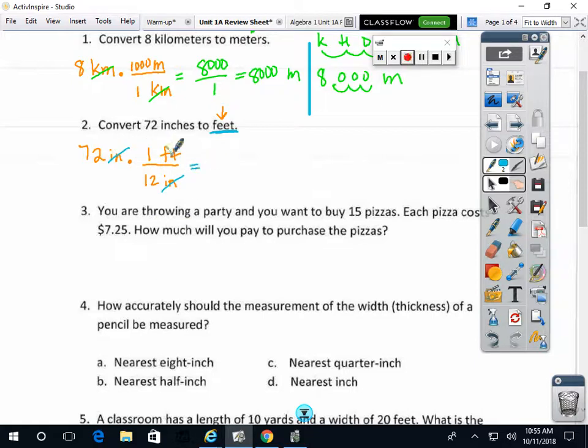In the top, we have 72 times 1, which is 72. In the bottom, we just have 12. You then just divide those, and 72 divided by 12 equals 6. And that's 6 feet. Okay, any questions so far?